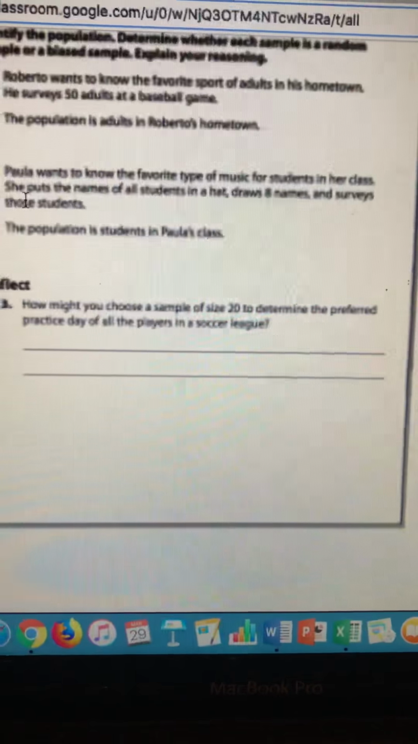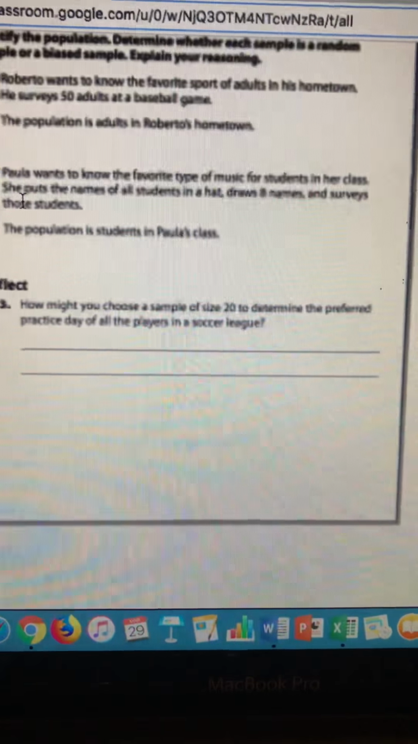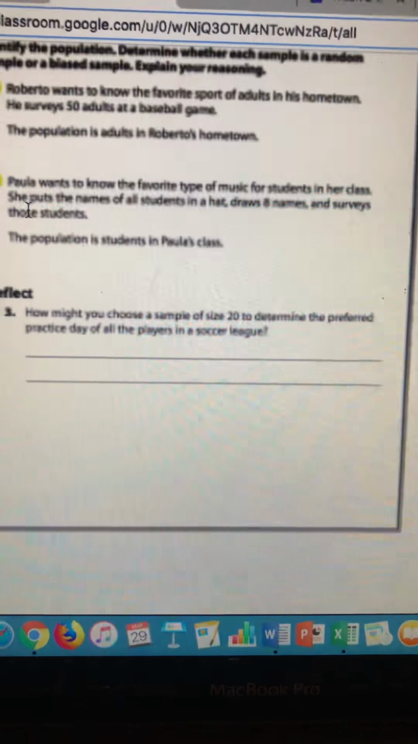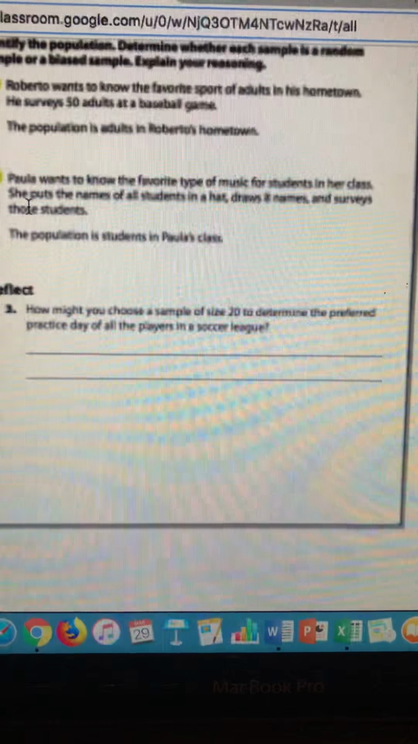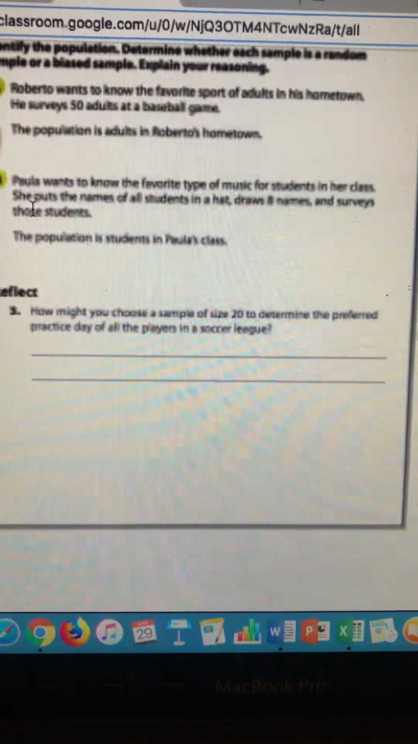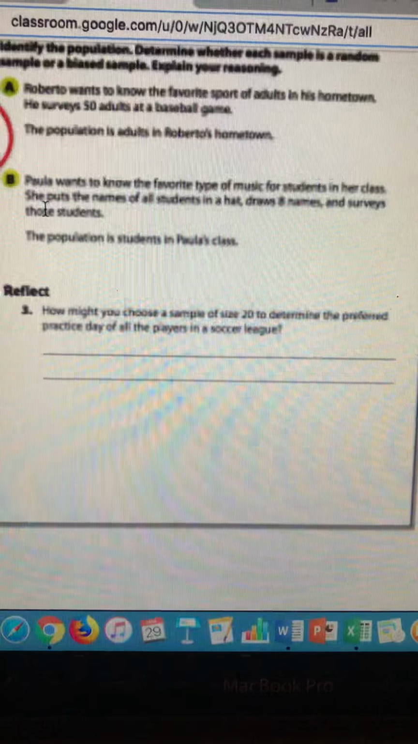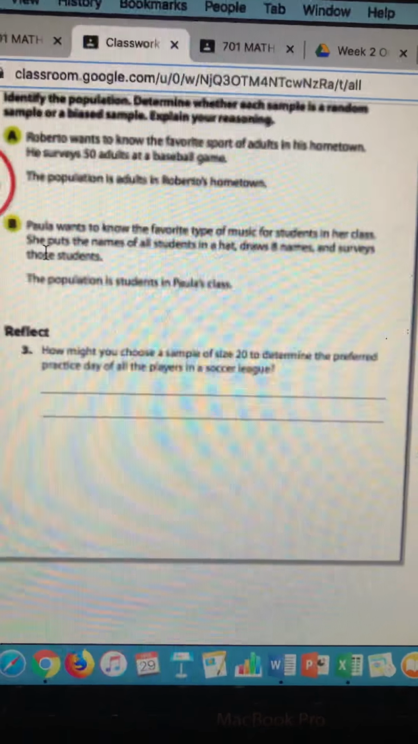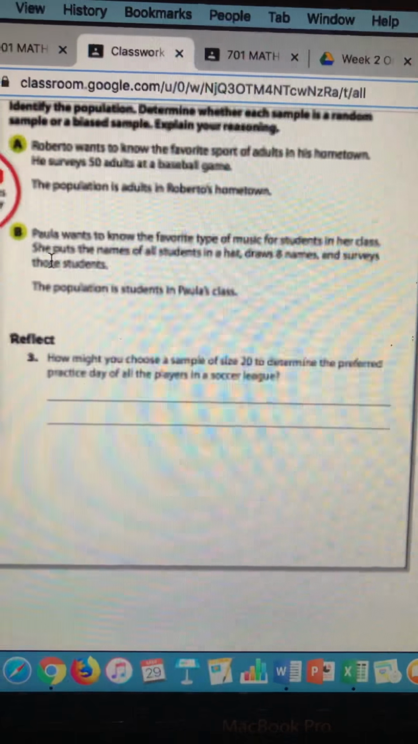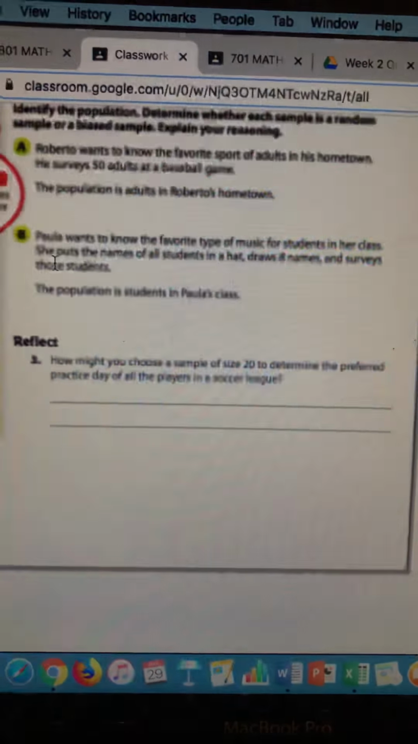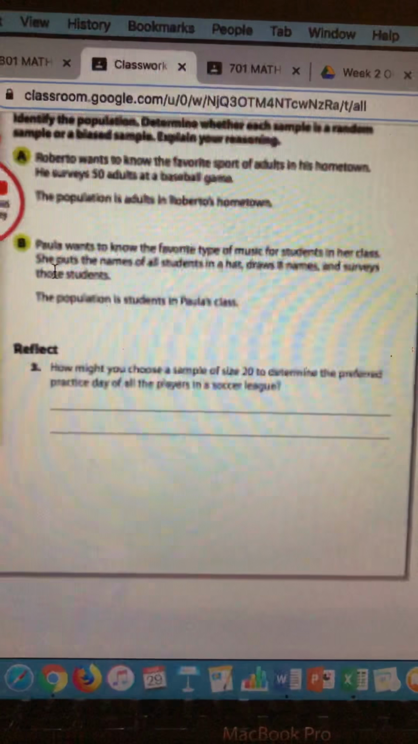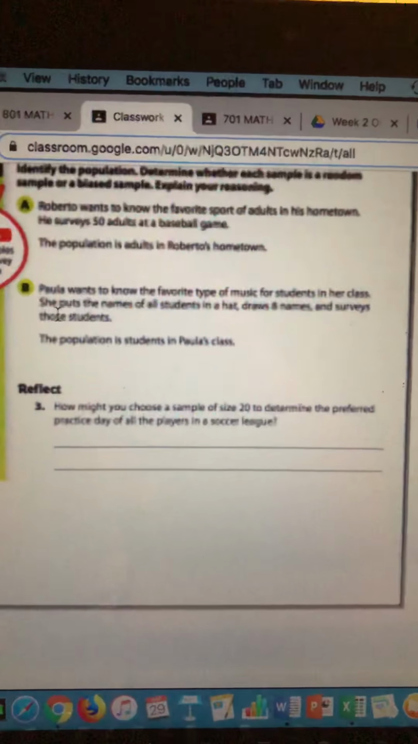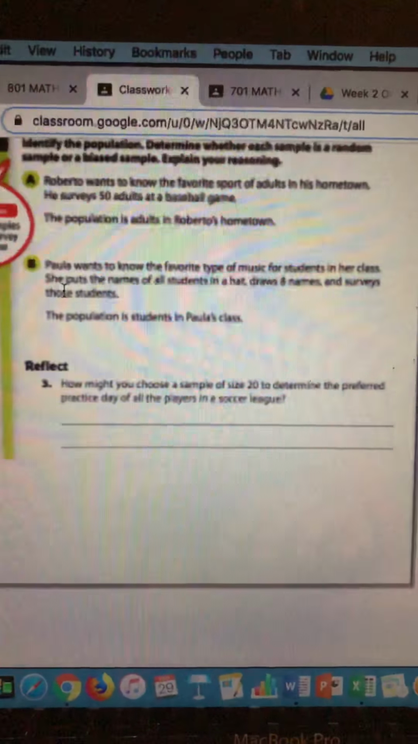Okay, then there's just a reflection there. How might you choose a sample of size 20 to determine the preferred practice day of players in a soccer league? To keep it a good sample, you would want to make sure that it's random and not biased. So you could do the same thing that they did in B by putting all the names in the hat and then surveying only 20 of the players. You could have them just line up and then survey every 5th person in line, because there's no bias to the way that you are collecting this data.